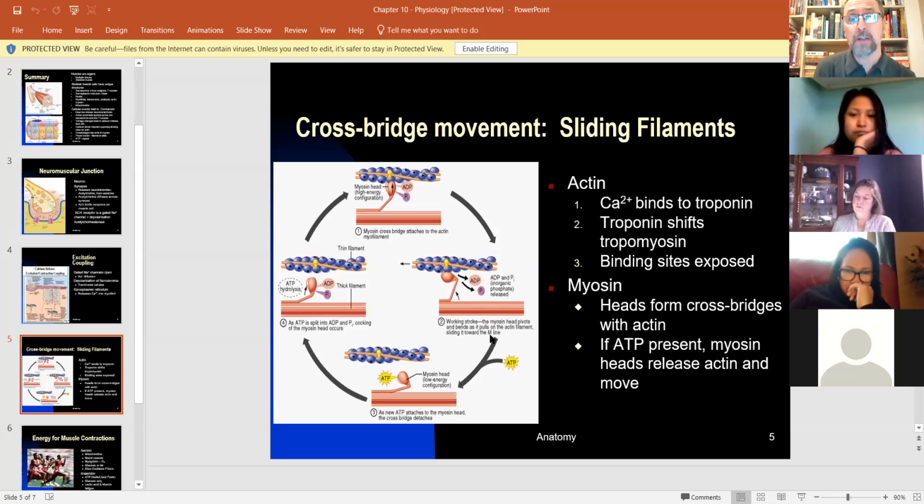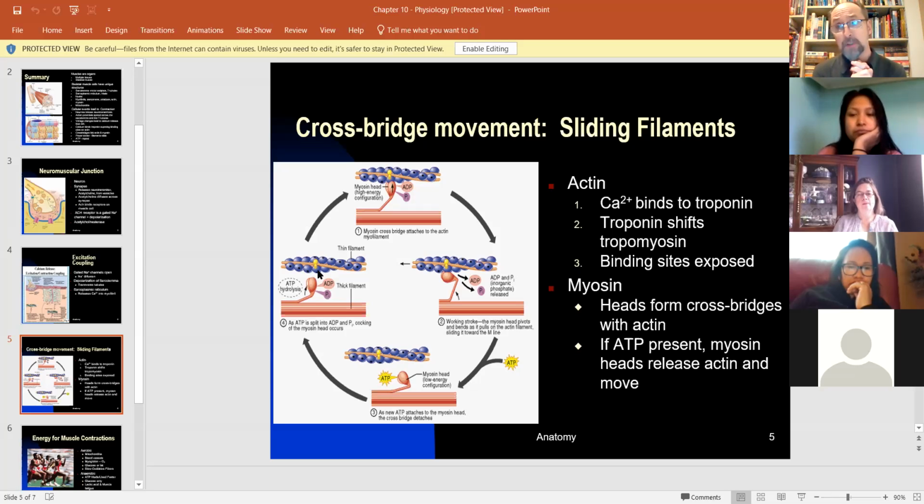Okay, the filaments will remain together unless there's ATP. If there's ATP, the head will release the actin, and it will resume the cocked position, and as long as calcium is still available, it'll grab the actin further down. And so these heads are just going back and forth, back and forth, as long as there's ATP available. And so this will continue as long as there's ATP and as long as calcium's released.